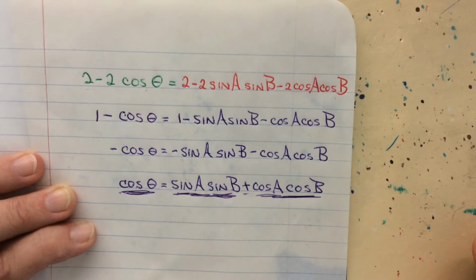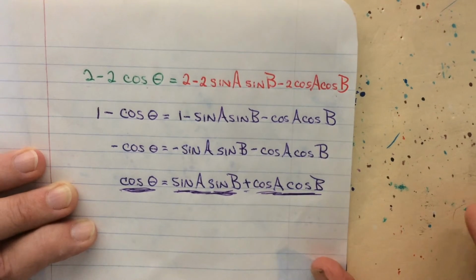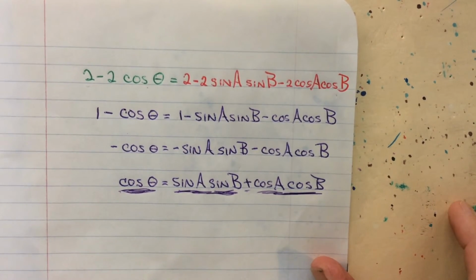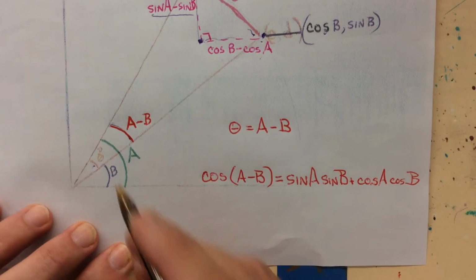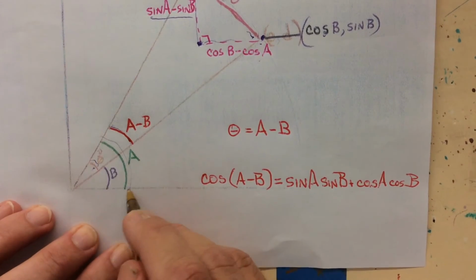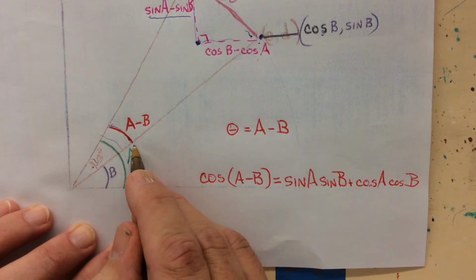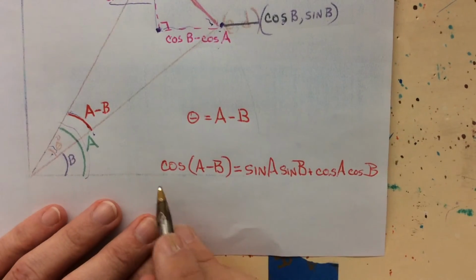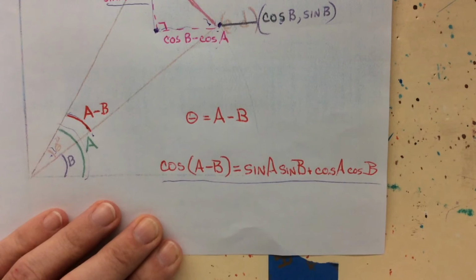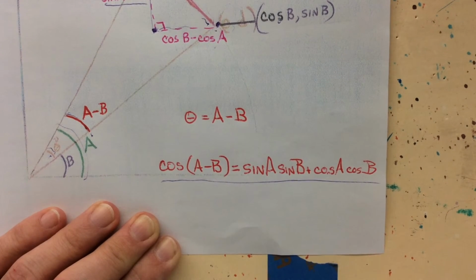Wait a minute. What did we say about theta? What is theta? Theta is A minus B. And that means this. It's another identity.